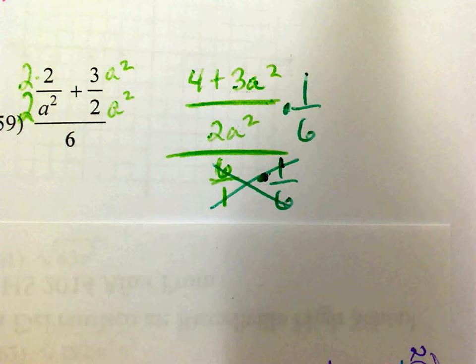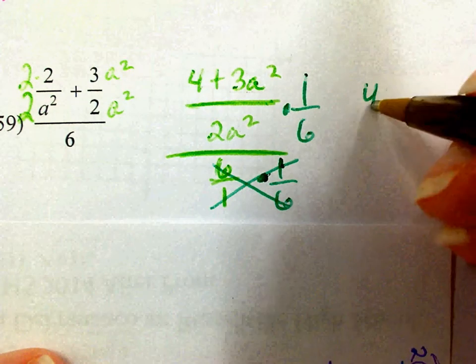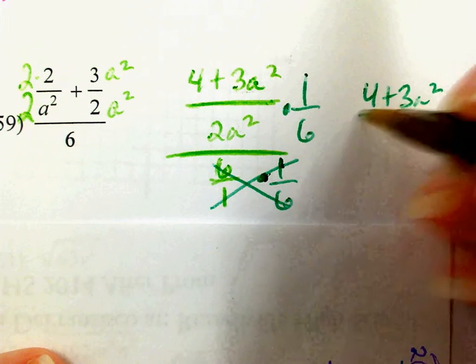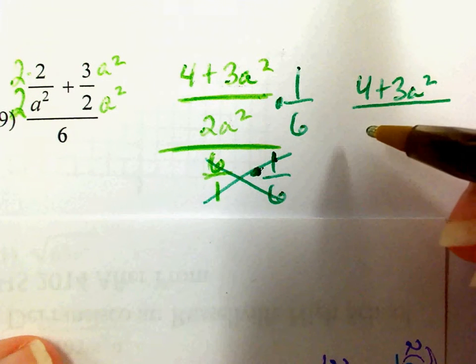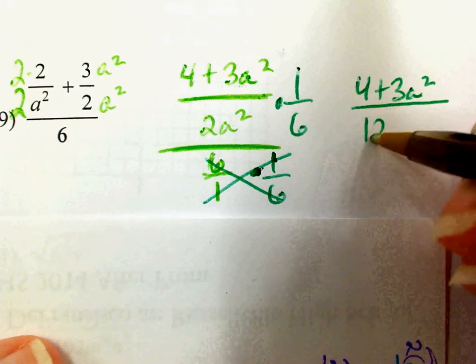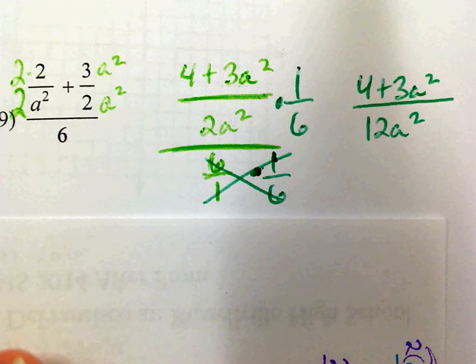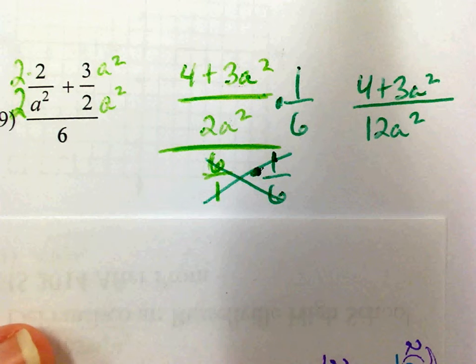Okay, I'm thinking no. So 4 plus 3a squared over what? Times 6? Which is? There you go. I know what you're thinking, but yeah, in this case it was simple.